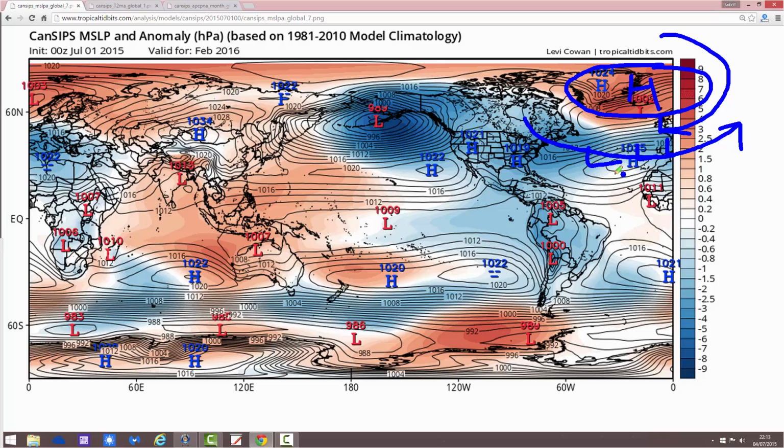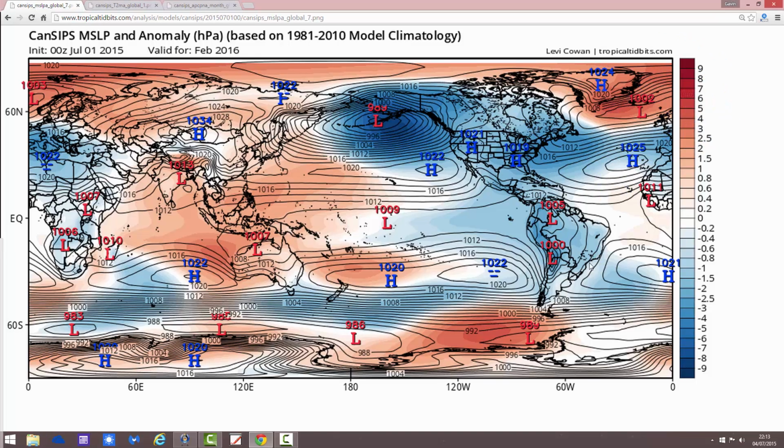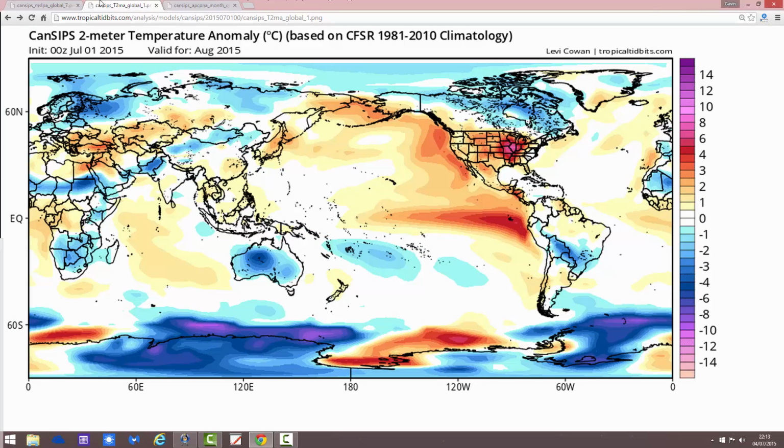That's in a weakened state, and it's further south than you would expect as well. So I think overall the CANSIPS is definitely seeing a pretty cold winter there in terms of those sea level pressure anomalies. Remember, this is the very, very first model we've looked at for the winter of 2015-2016.